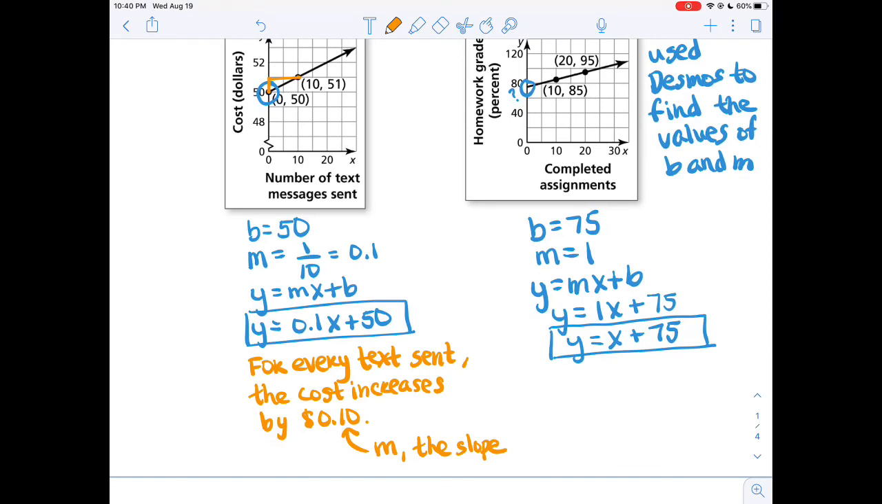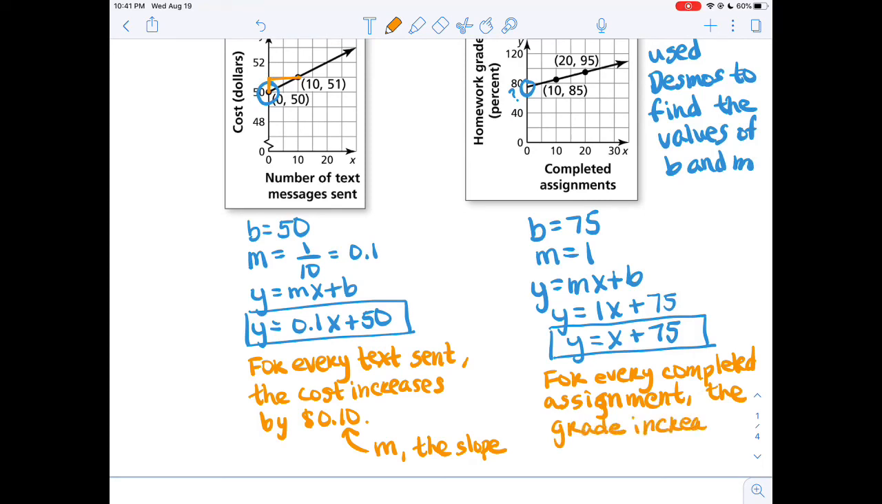So we can write this as, for every completed assignment, the grade increases. And how much does it increase by? It increases by 1, and homework grade was in percent, so 1%. And this 1% is our m, or slope, the slope.